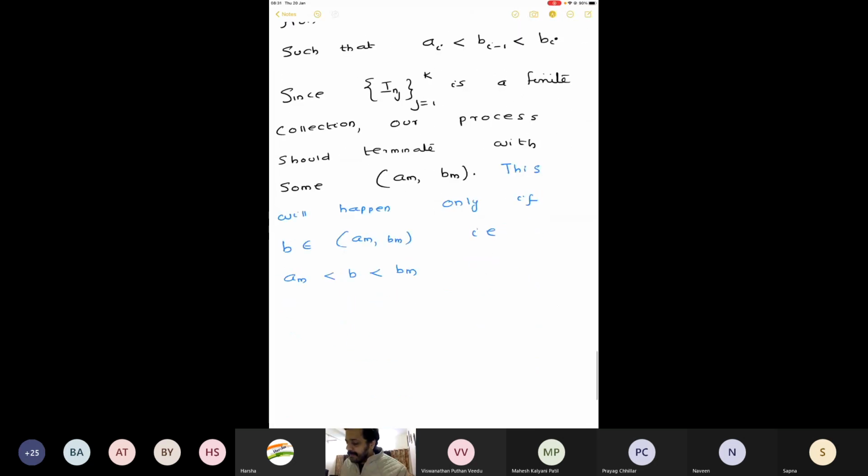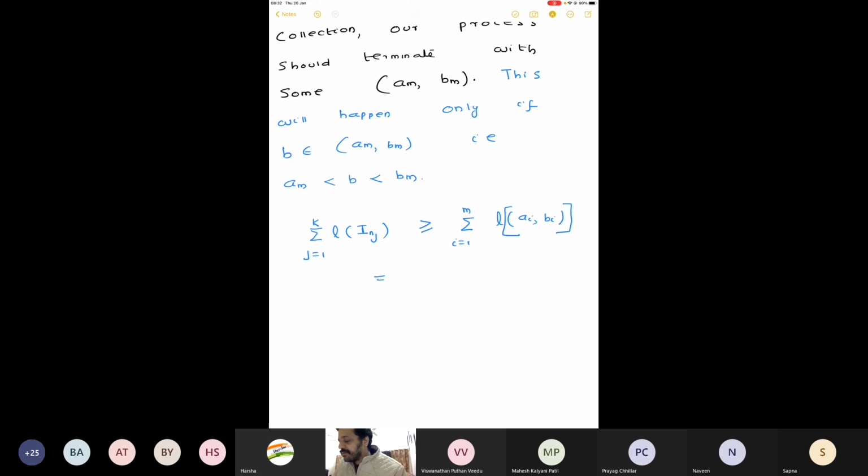Okay. Now, the summation of the lengths of I_nj, j varying from 1 to K, is greater than or equal to the summation of the lengths of AiBi, i equal to 1 to M, because AiBi, i equal to 1, 2, 3, up to M, are the intervals among the I_nj. So the sum of all possible intervals I_n1, I_n2, etc., I_nk is greater than or equal to the sum over the subcollection of intervals.